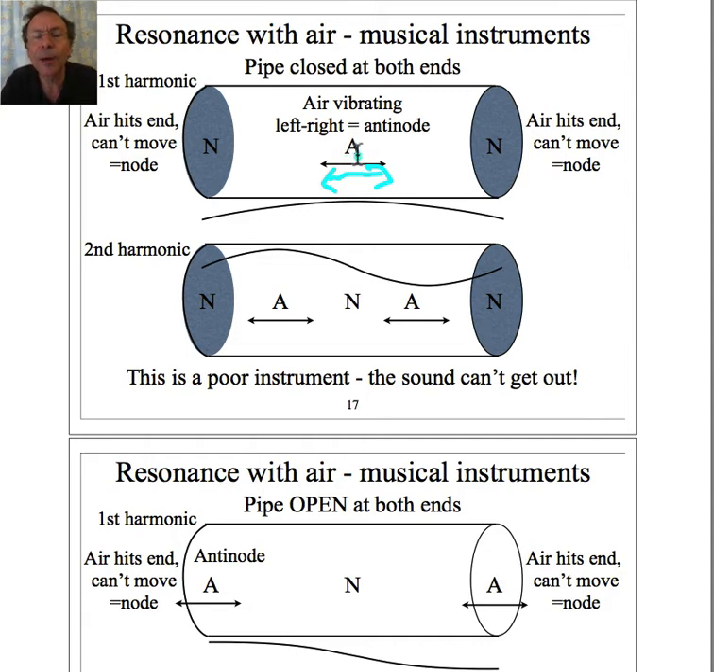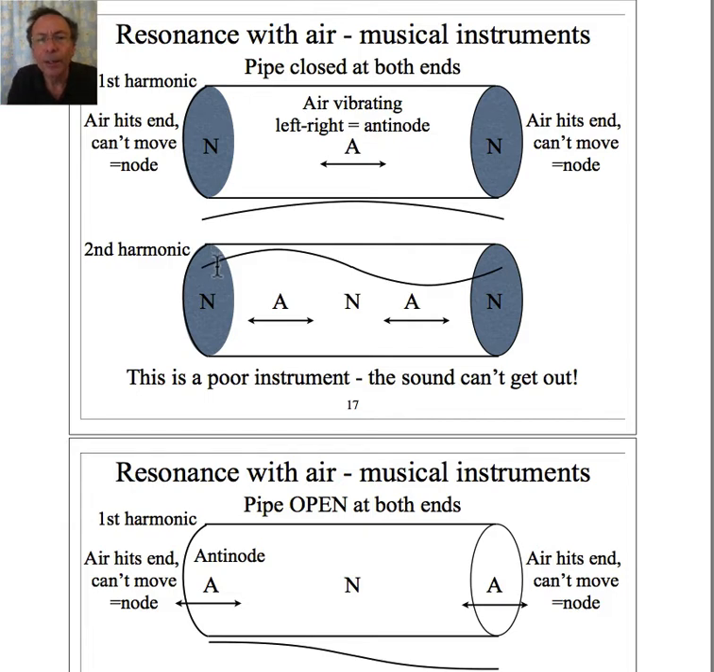So you can have a first harmonic where you have an antinode here, or you could have two antinodes, so an antinode here, and the air would not be moving right here. So this would be a node. Okay, so first harmonic, second harmonic. This is not a good instrument.